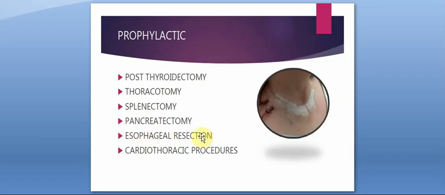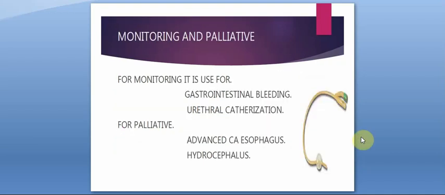Esophageal resection. Suppose a patient is having esophageal cancer or there are polyps, you will have to remove a part of the esophagus. That is called esophageal resection. In that case also, after the surgery, you can use drains. Or even after any cardiac surgeries, it is very necessary to drain the excess air or blood, so you can use the drain.